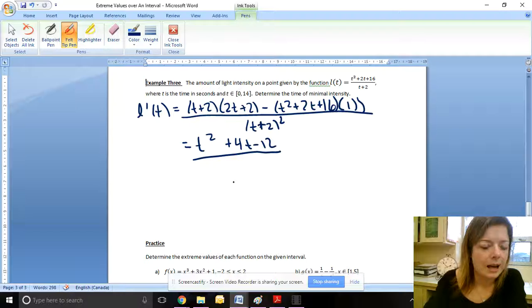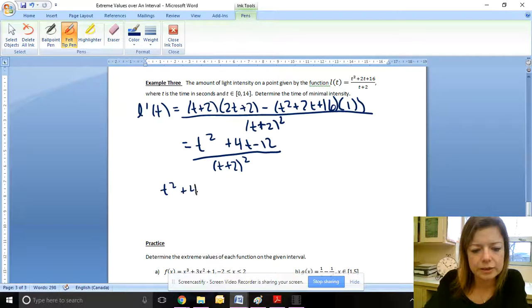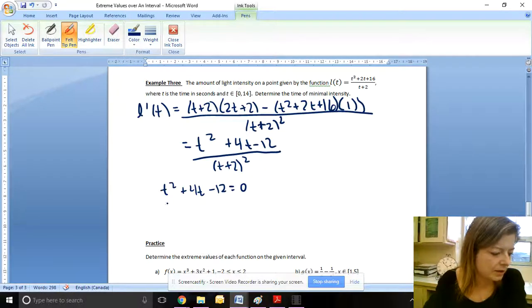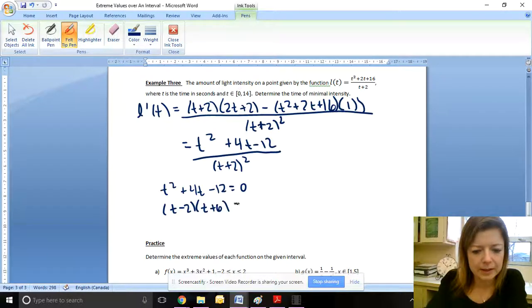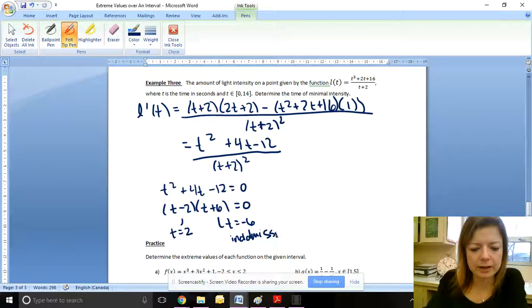Over (t plus 2) all squared. So there we have the derivative, and now we're going to set it equal to 0. Notice that we can just set the numerator equal to 0 because the denominator will cancel out. So we can factor this to (t minus 2)(t plus 6) equals 0. So t equals 2 is within our given interval of 0 to 14 seconds, but t equals negative 6 is inadmissible, so we don't include it in our calculations.